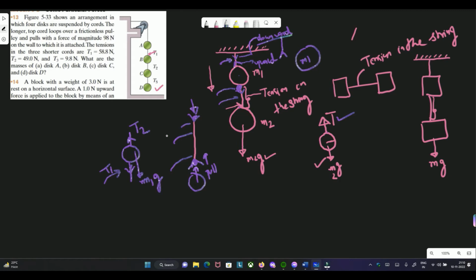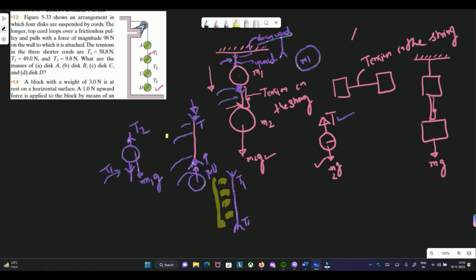If you get this, then look into the question from Resnick Halliday, where you have multiple strings. The topmost is connecting the wall and mass A, then subsequently A and B, B and C, C and D. All of this is based on the framework we acquired as part of this small discussion, which is: what is the tension in the string? That is what you need to understand.